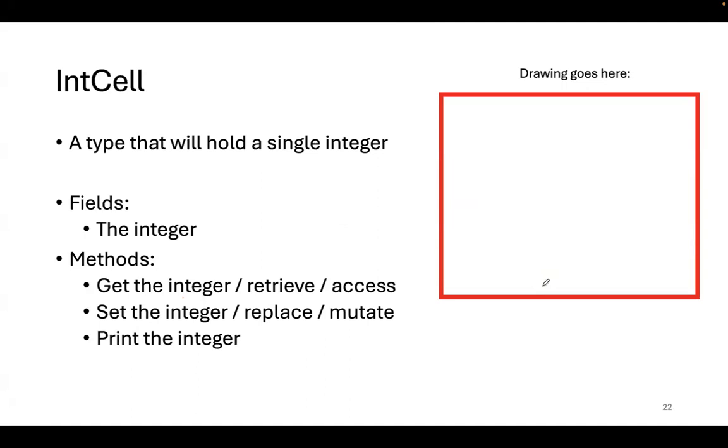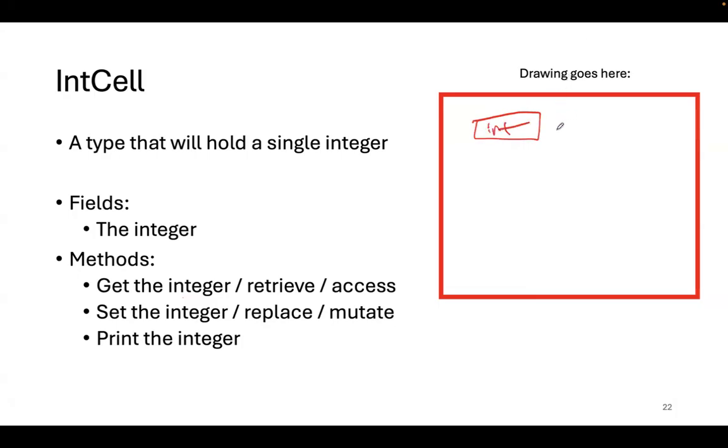Okay, so we're going to look at a very simple class. We're going to create a type called int cell. And my specification is it's going to be a type that will hold a single integer. And so my fields, the things I'm going to keep track of, my property, will be the actual integer. And then my methods will be to get it and set it and print it. So I've got one field, three methods.